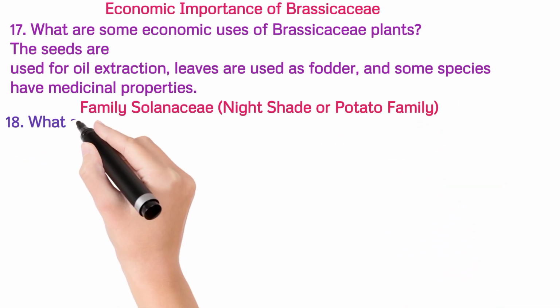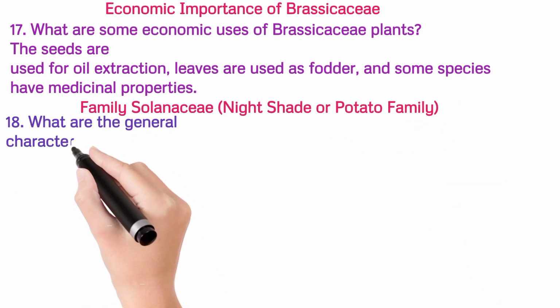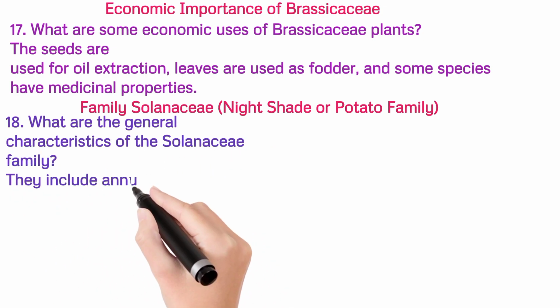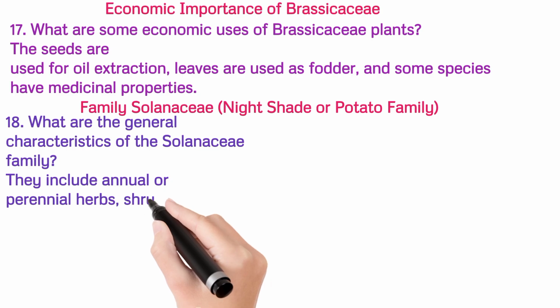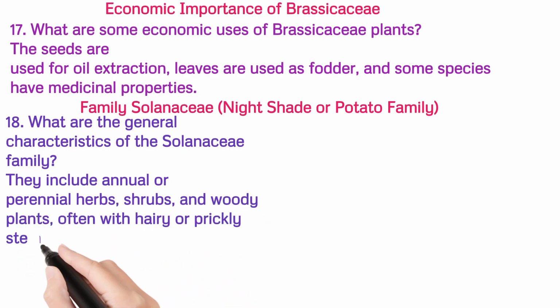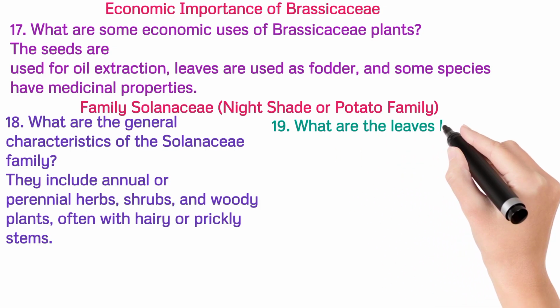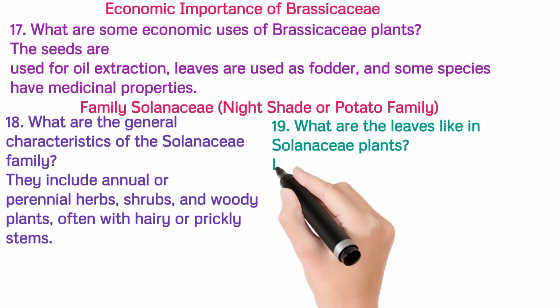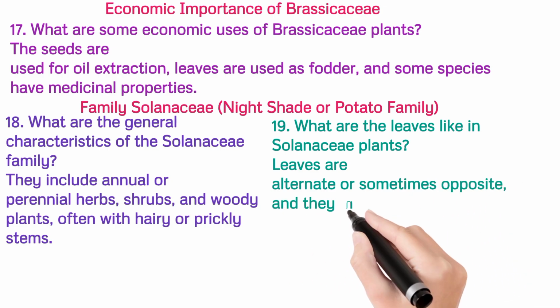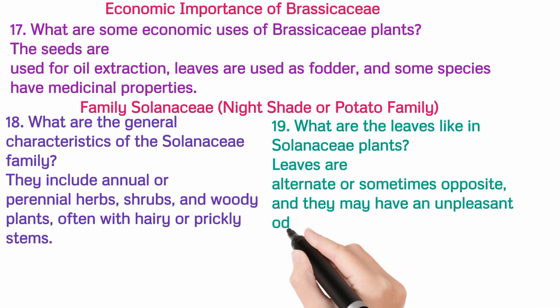18. What are the general characteristics of the Solanaceae family? They include annual or perennial herbs, shrubs, and woody plants, often with hairy or prickly stems. 19. What are the leaves like in Solanaceae plants? Leaves are alternate or sometimes opposite, and they may have an unpleasant odor when crushed.